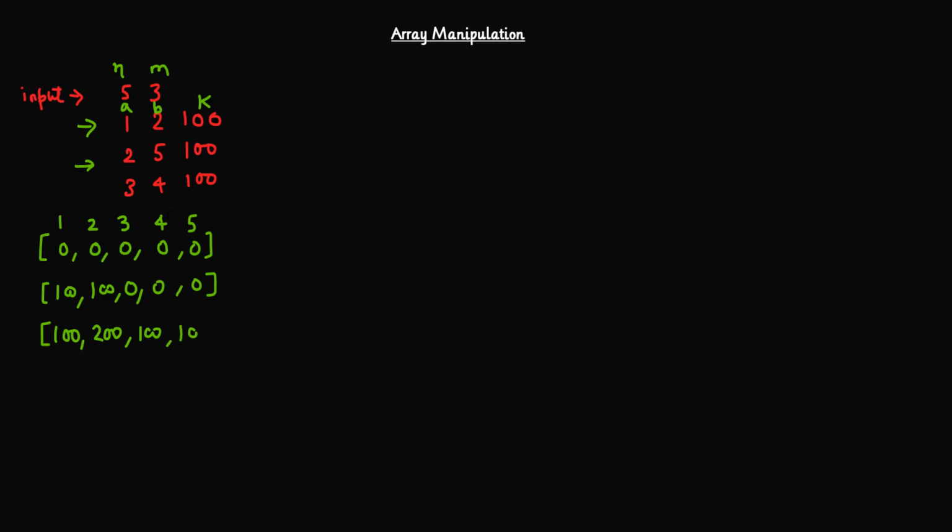If you add 100 and 0, it's 100. If you add 100 here, it will be 100. So in the final query, you have to add 100 from 3 to 4. So from 3 to 4, you have to add 100. It means the third and fourth elements get 100 added, so it will be 200, and the rest will remain the same. So we'll just put that.